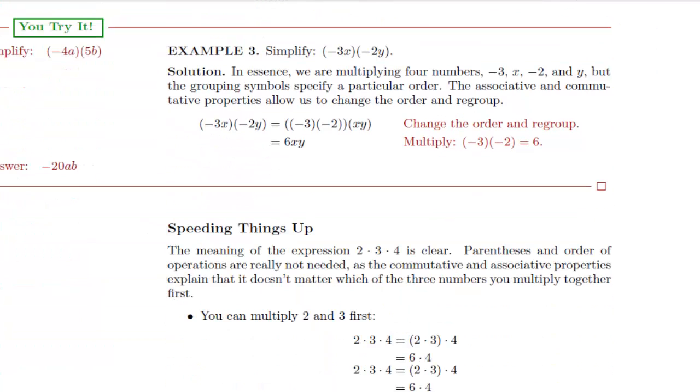Example 3. Simplify negative 3x times negative 2y. Solution. In essence, we are multiplying four numbers, negative 3, x, negative 2, and y. But the grouping symbols specify a particular order. The associative and commutative properties allow us to change the order and regroup. Group negative 3 and negative 2, and x and y. Then negative 3 times negative 2 is a positive 6, and we get 6xy as the solution.